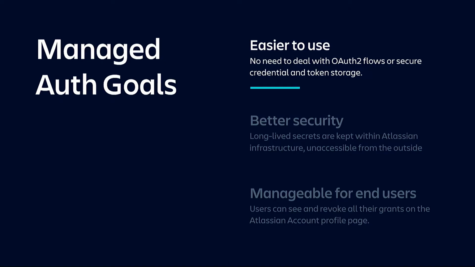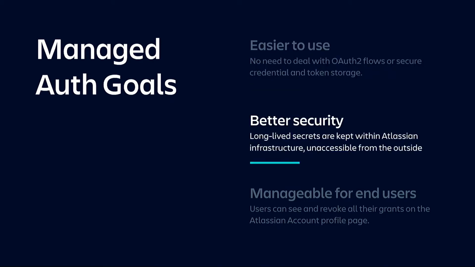So this pattern that I showed you doesn't only make it easier to use for you as developers, it has other benefits as well. We can use that to offer better security, because the only place where we store long-lived secrets, like the OAuth client secrets, refresh tokens, and similar things, is within Atlassian. These never leave our infrastructure. We can manage them in one place, and we only pass out short-lived authorization tokens, access tokens.